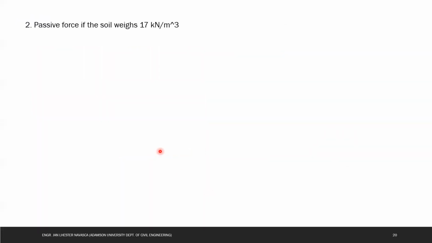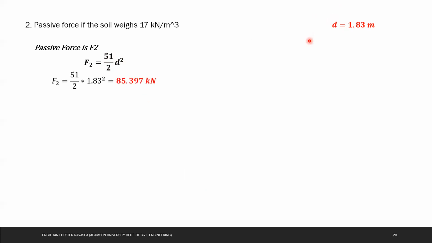So next problem, what is the passive force if the soil weighs 17 kN per cubic meter? Okay, using your answer for problem 1, which is D equals 1.83 meters, the passive force is F sub 2. Okay, this is your passive force. Therefore, your F sub 2, which is 51 over 2 D squared, substituting your D, equals 85.397 kN.